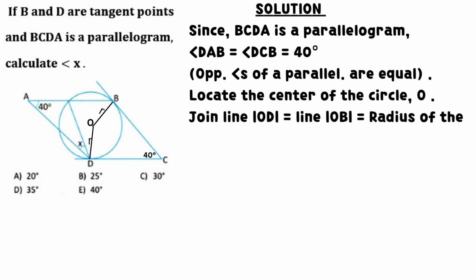Locate the center of the circle, O. Join line OD equals line OB, which equals the radius of the circle.